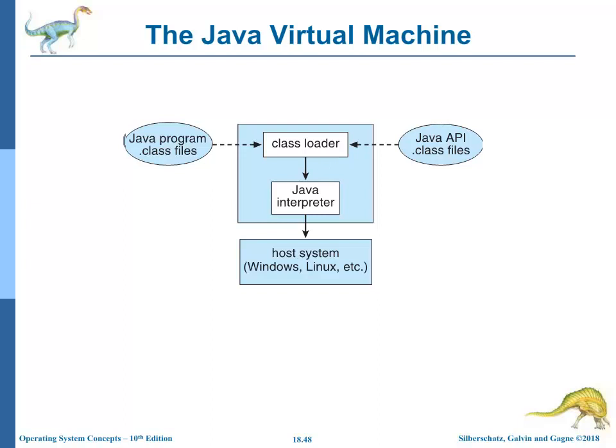Alternatively, the JVM may be implemented in hardware on a chip specifically designed to run Java programs. If the JVM is implemented in software, the Java interpreter interprets the bytecode operations one at a time. A faster software technique is to use a just-in-time compiler.